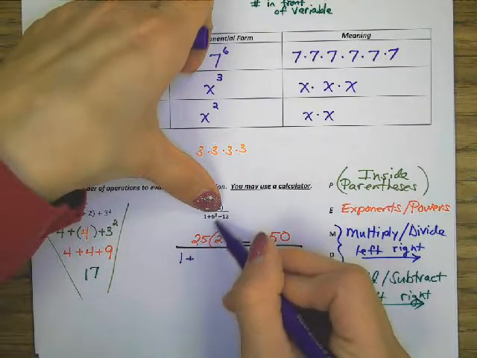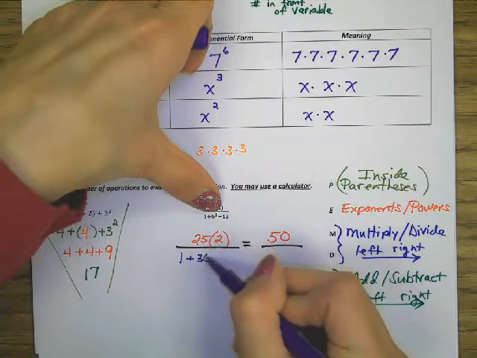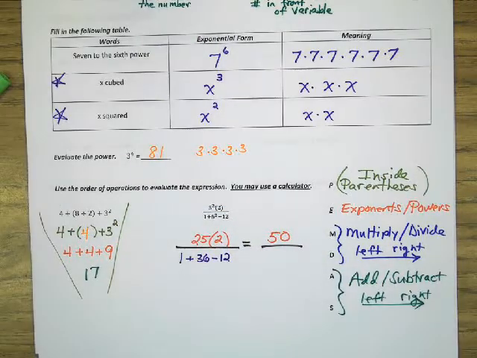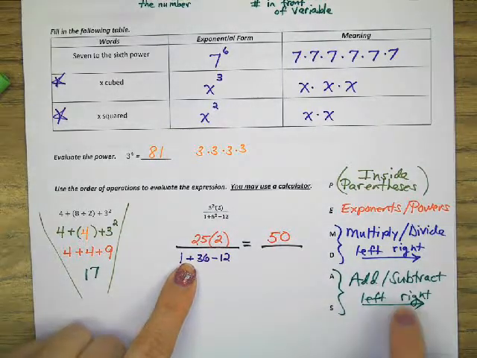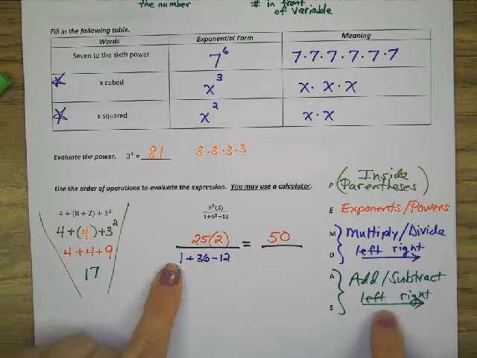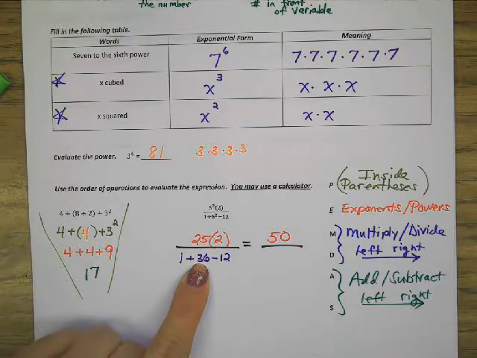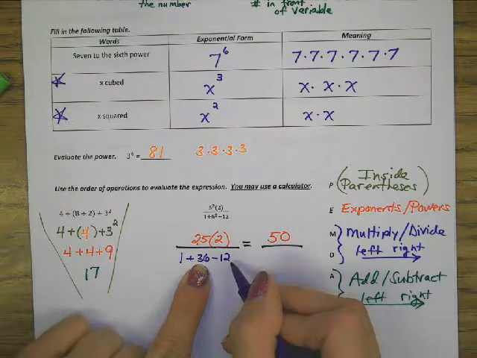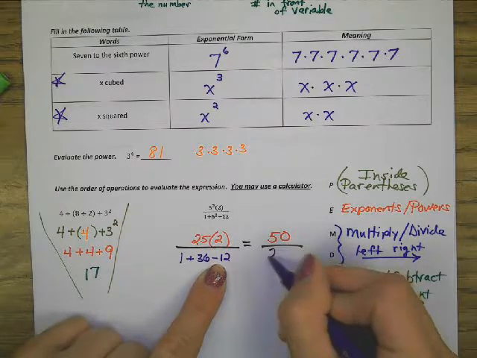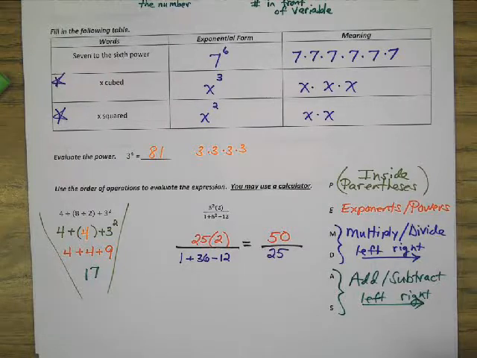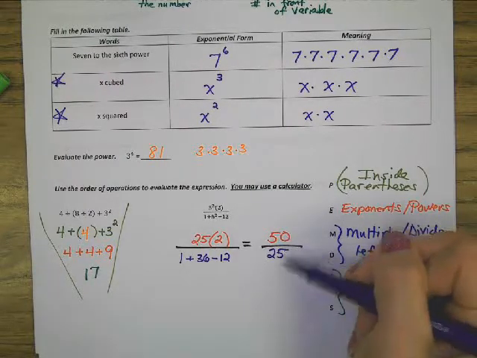Okay? Everything else is adding and subtracting. So let's go left to right. 1 plus 36 is 37. 37 minus 12 is 25. Okay, and now we have 50 divided by 25. Okay, and this can get finished, and the answer is 2.